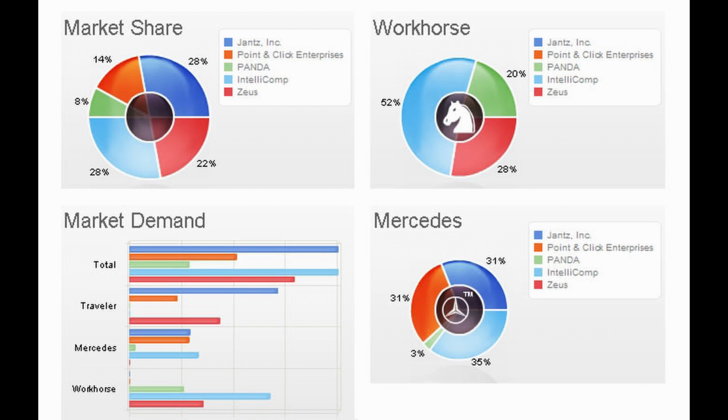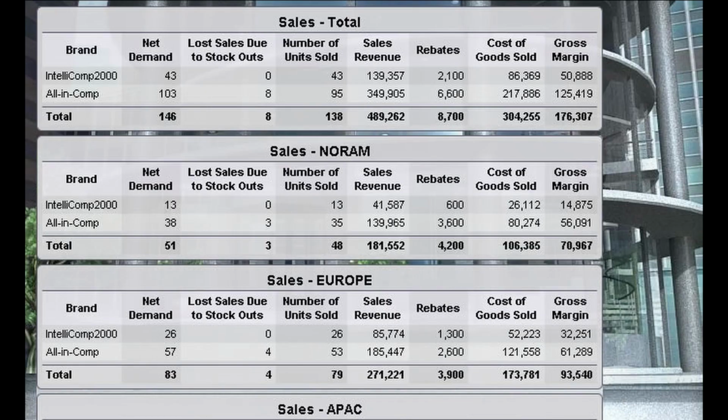You will receive detailed market demand and market share reports. You will review the information about your demand, revenues, and lost sales. This information is broken out by brand and region. Similar reports will help you analyze your brand profitability and regional profitability.